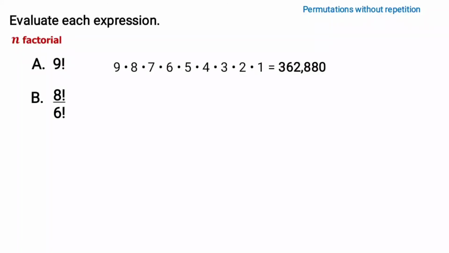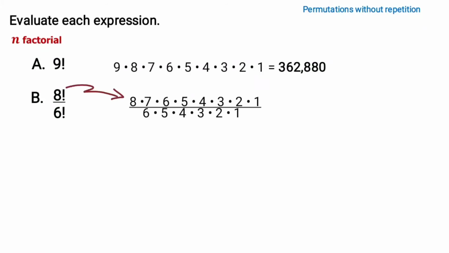I-expand muna natin ang numerator at denominator. For 8 factorial, 8 times 7 times 6 times 5 times 4 times 3 times 2 times 1. At para sa 6 factorial, we have 6 times 5 times 4 times 3 times 2 times 1. As we can see, starting from 6 hanggang 1 ay common na yung numerator at denominator. Kaya ika-cancel natin yun. Ang natira na lamang ay 8 at 7. So by multiplying 8 times 7, we can have 56 as the product.